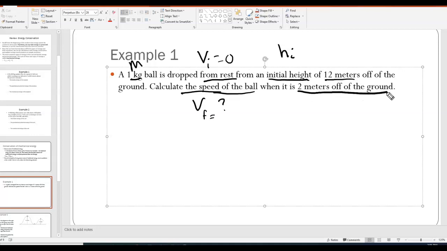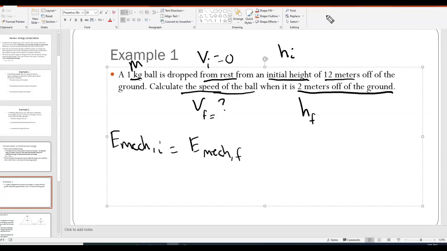Okay, so basically at the beginning of the problem, it's 12 meters off the ground. At the end of the problem, it's 2 meters off the ground. So this is still a height because it's still in meters, but it's going to be my final height. Now, here's how you solve problems with mechanical energy conservation. This is my mechanical energy conservation equation. E mech I equals E mech F.